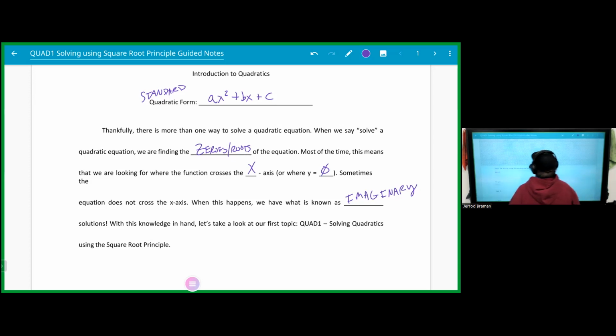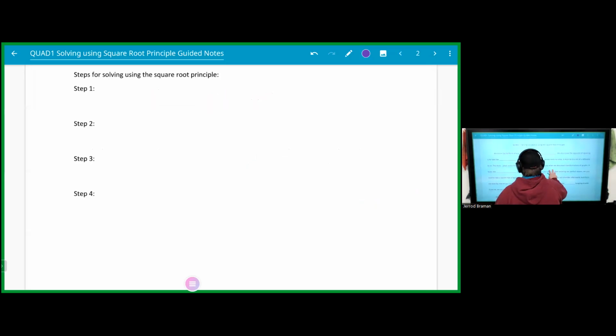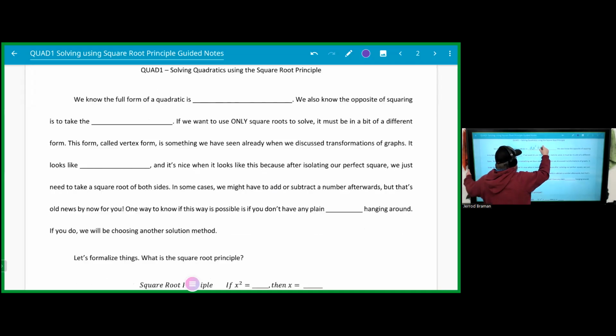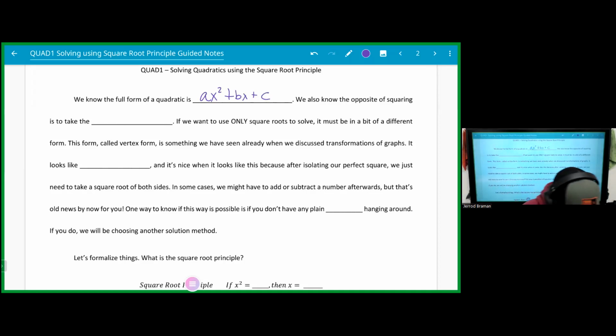Let's go back to the top here. Like I just told you, the full form of a quadratic is ax squared plus bx plus c. Usually what we like to do is put a y equals with that. We're going to go ahead, y equals ax squared plus bx plus c.